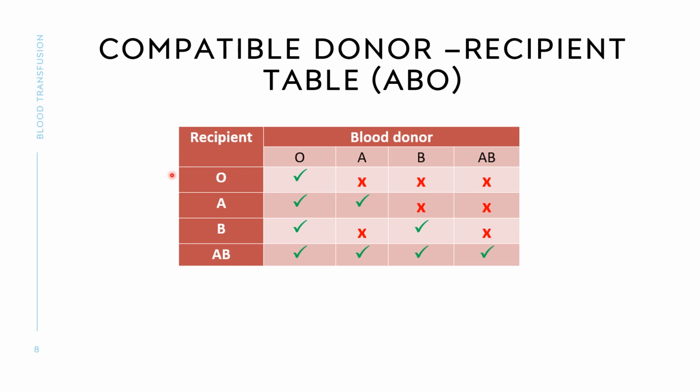So if we look at this table, we can understand that a person who has an O blood group will be able to give blood to almost any other blood group type, and a person who has AB can receive blood from any other blood group type.